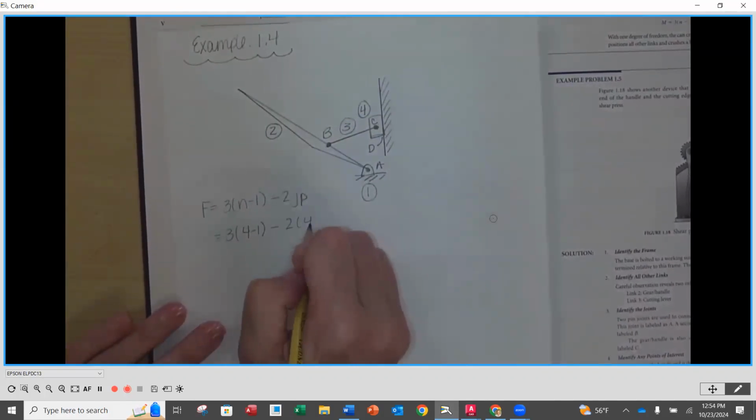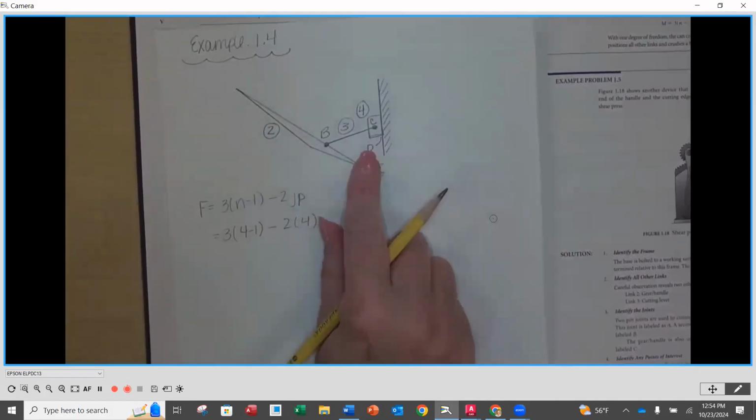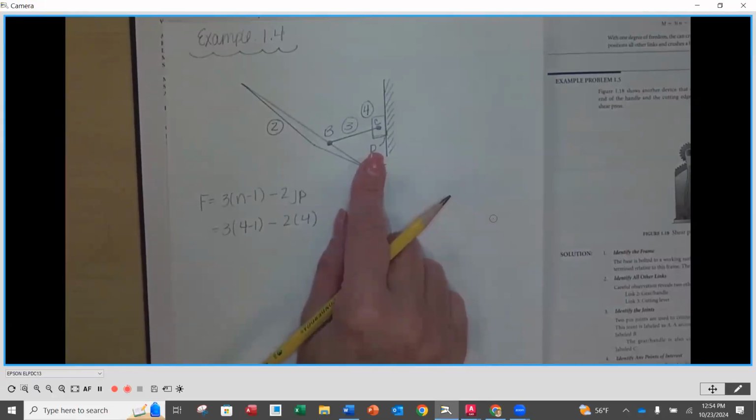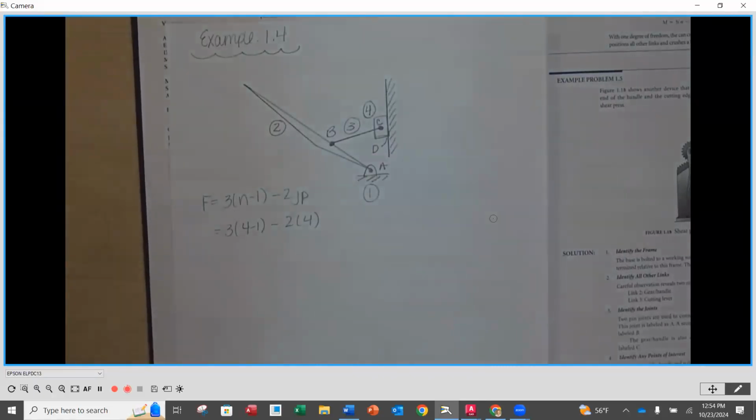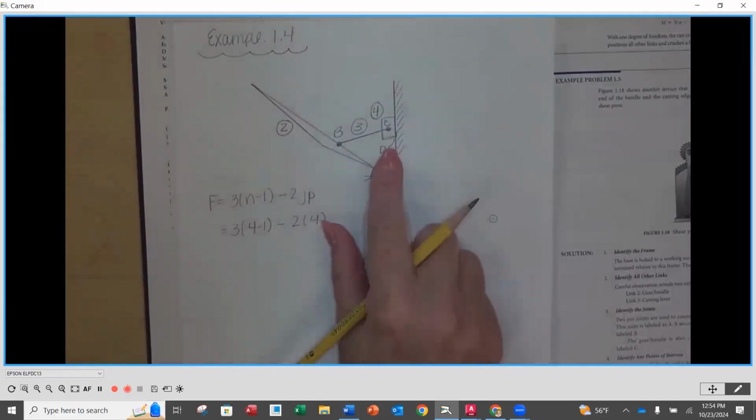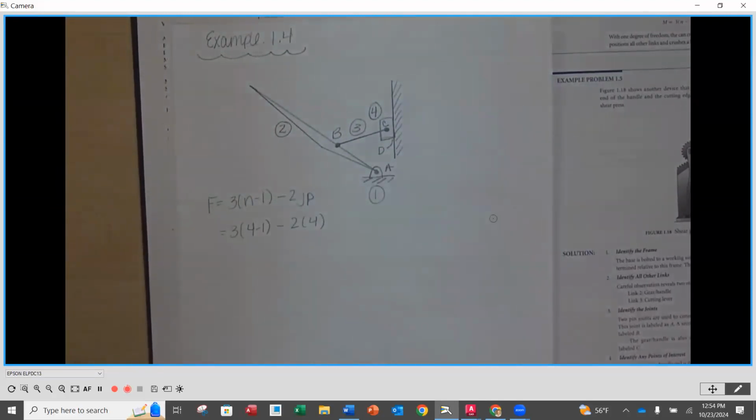minus 2 times 4. If you forget to put D in here, which is easy to forget because that's not a pin joint and we're not making a special symbol for it, but because it is constrained vertically in this case, linearly, there is a joint there that keeps it from going in any other direction but vertical in this case. So there is a primary joint there.